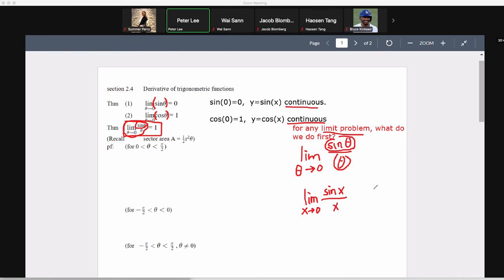Now how about this? If we let x equal 0, what do we get? Then we get 0 over 0. Oh, so we do get 0 over 0. What is that? That's an indeterminate form. That means in this case, we cannot plug it in. It becomes 0 over 0. So the question is, what is sine x over x?